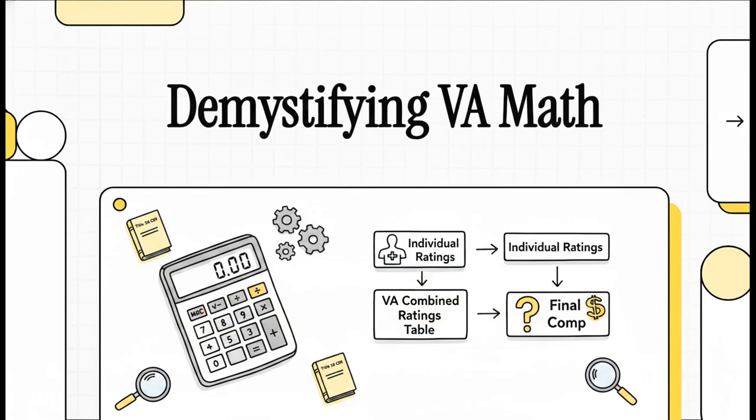Welcome to this explainer. Look, if you've ever stared at a disability compensation claim and just felt completely baffled by the final numbers, you are definitely not alone. Today we're diving deep into the step-by-step process of calculating your combined disability rating using the official VA Combined Ratings Table that's outlined in Title 38 Code of Federal Regulations, Part 4.25. We're going to decode the logic, crunch the math, and finally make sense of this whole shebang.